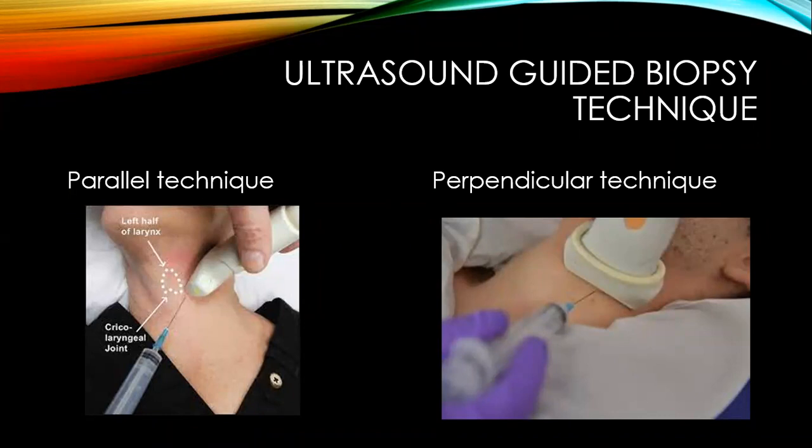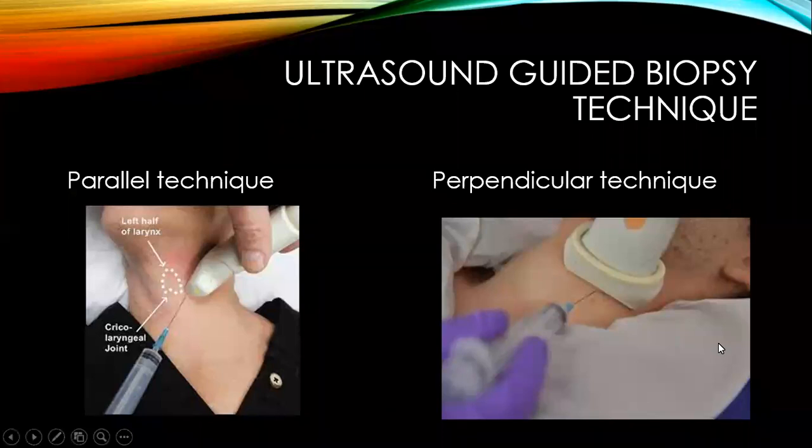So for the parallel technique, we place our needle at the short edge of the probe, as seen in this picture, and it should be placed right next to the probe. So the entire shaft of the needle actually penetrates through the patient to reach the nodule. So the disadvantage of this technique is that more of the needle is inserted into the patient for us to access the node.